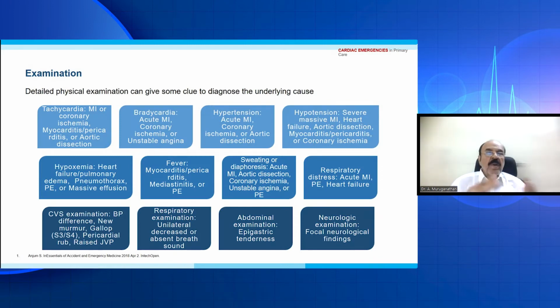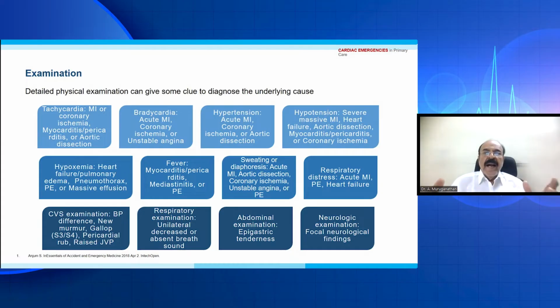Now, how do you go about examining? I told you clinical examination is very important. Even though in the modern era we have sophisticated equipment, still don't forget the basic things like history and examination. When we were students, we were taught about physical examination: inspection, palpation, percussion, and auscultation. Kindly follow the same. First of all, you see the pulse, whether it's tachycardia, the pulse rate: myocardial infarction, or any coronary ischemia, myocarditis, pericarditis, aortic dissection. Then bradycardia may be due to acute myocardial infarction or coronary ischemia or unstable angina.